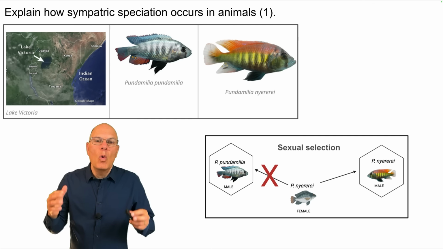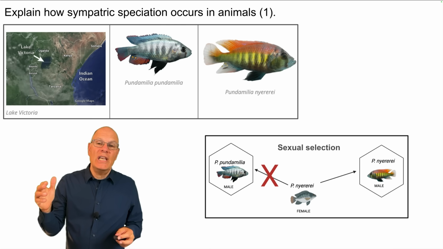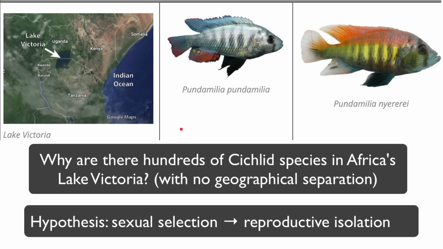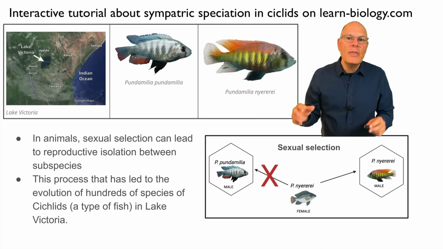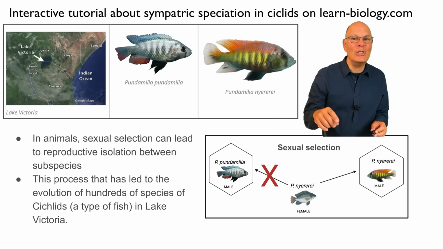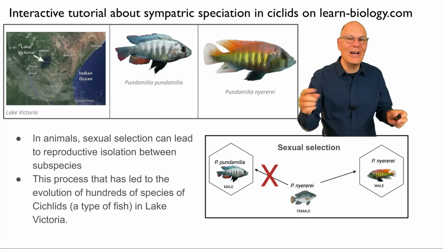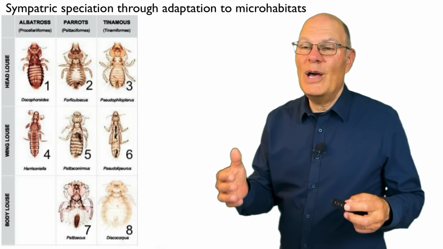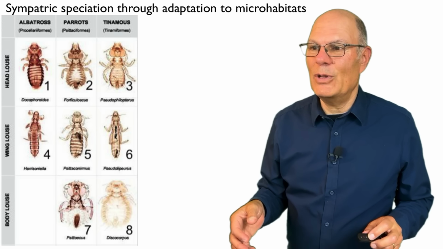One example of sympatric speciation in animals involves the hundreds of species of these fish that are called cichlids that live in Africa's Lake Victoria. What is thought is that sexual selection has led to reproductive isolation between the subspecies. That's been experimentally verified. It's a very complex story, and what I want to encourage you to do is go look at the case study on learn-biology.com. The link is below. Here's another mechanism of sympatric speciation in animals.